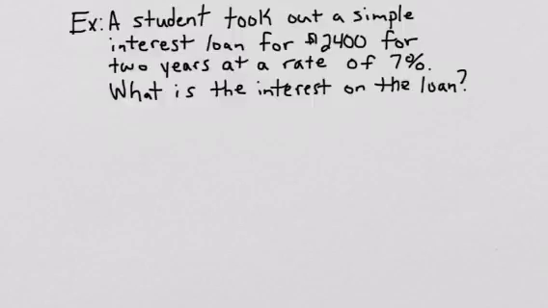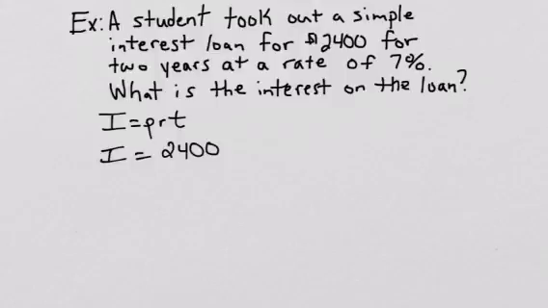Now again, we're talking about simple interest, and so the formula for finding simple interest is your interest is equal to your principal amount times the rate times the time. So let's just fill in what we know. Again, we're looking for our interest. Our principal amount is the amount that we borrow, so that is $2,400.